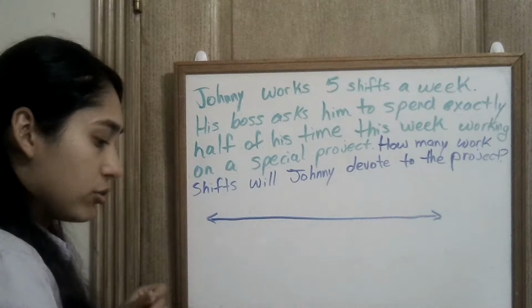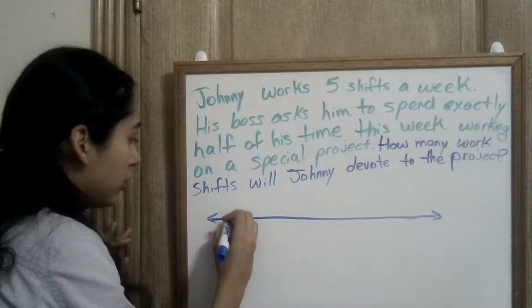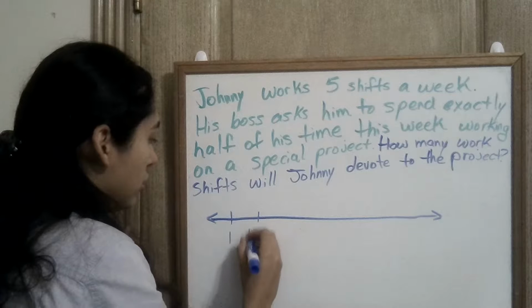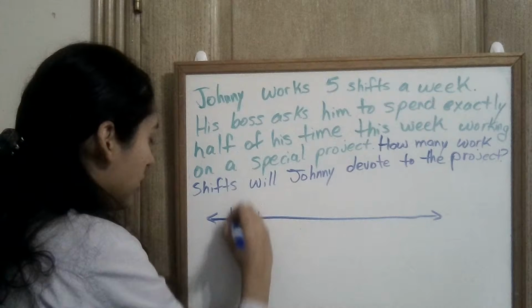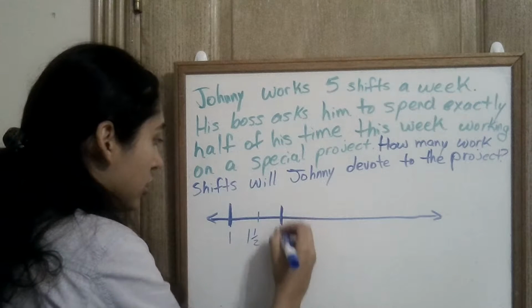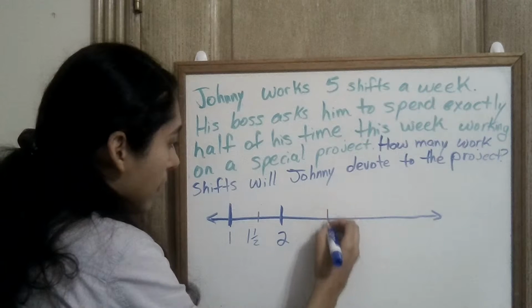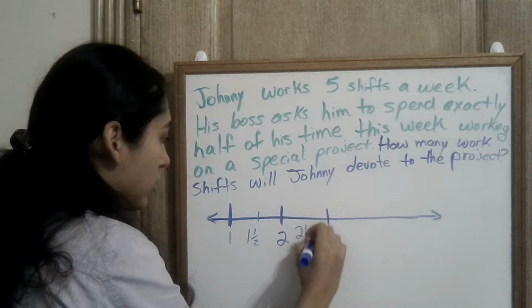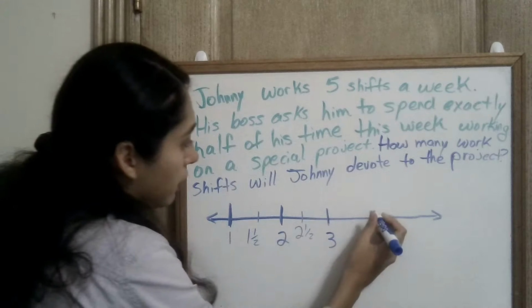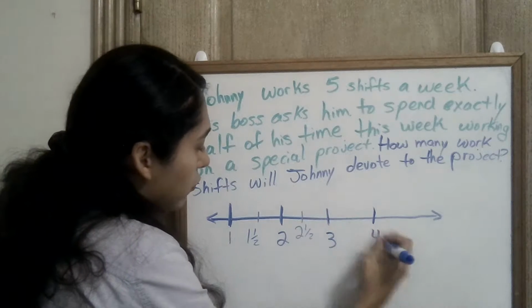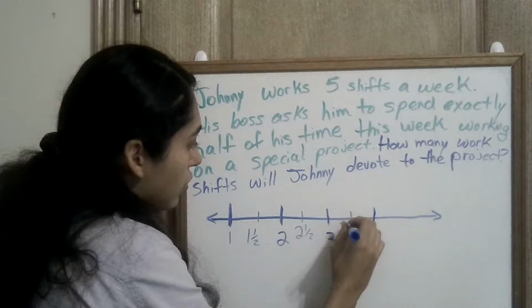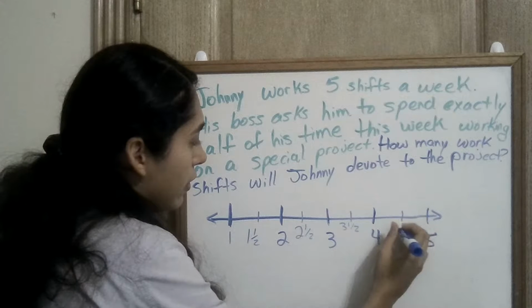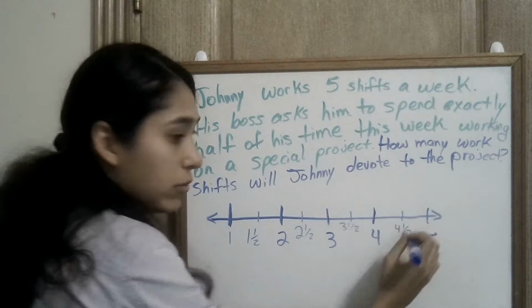So let me go ahead and draw the number line. So here we're going to have 1.5. Let me just make those bigger. 2, 3, and this is 2.5. 2, 4, 3.5, 5, and 4.5.